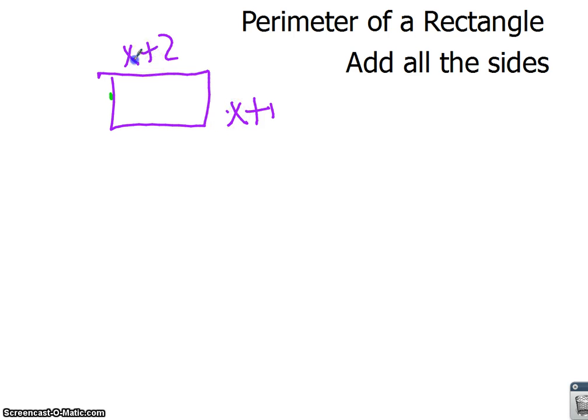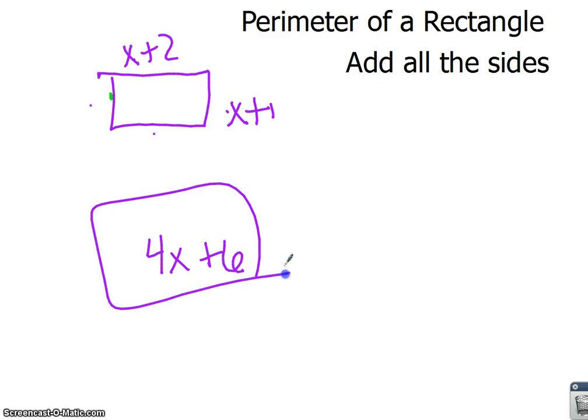So you have x plus x plus x plus x, which is 4x. 1 plus 2 is 3, plus 1 is 4, plus 2 is 6. 4x plus 6 would be your perimeter.